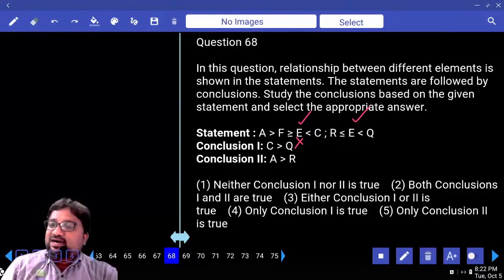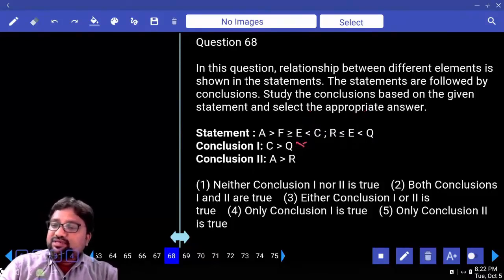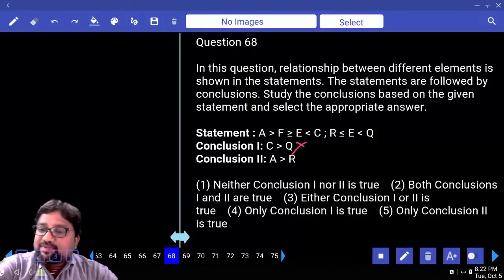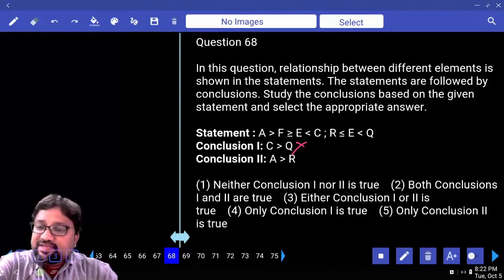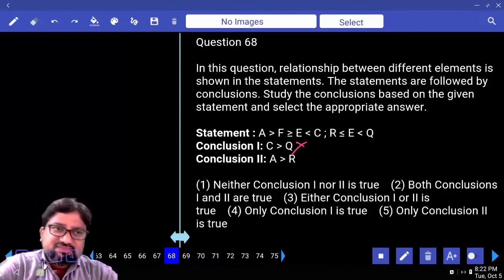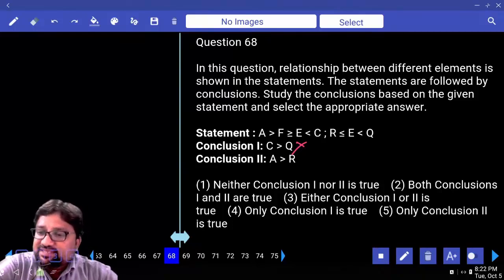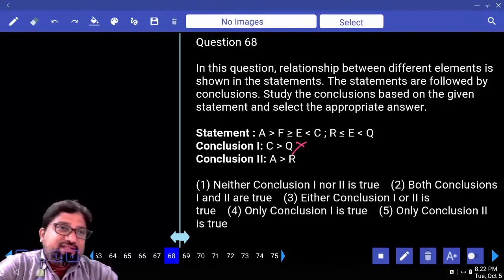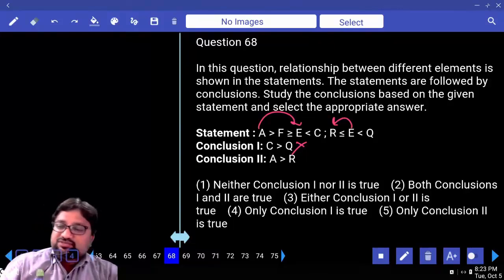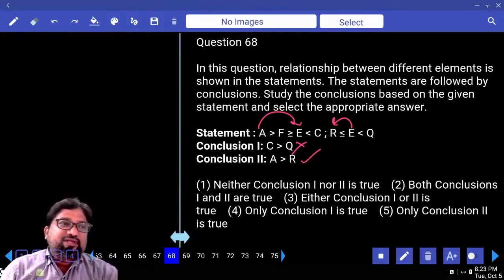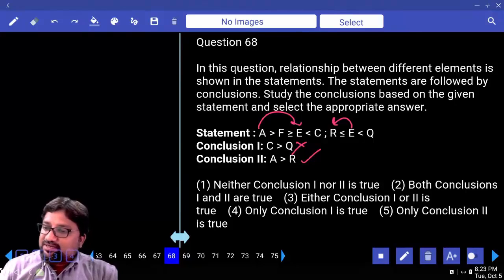Next, A greater than R. I need to go from A to E and E to R. What's happening between A and E? A is less than E, because the symbols between A and E are less than or equal to. Simple observation: is A greater than E or less than E? Sorry, A is greater than E. The symbols between A and E are greater than or equals to. So what's going on here? A is greater than E, E greater than or equals to R. So what's your answer? A greater than R. Greater than or equal, so the conclusion is greater than.